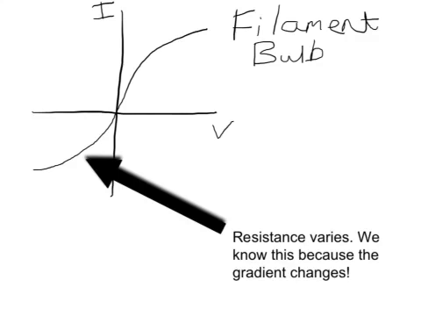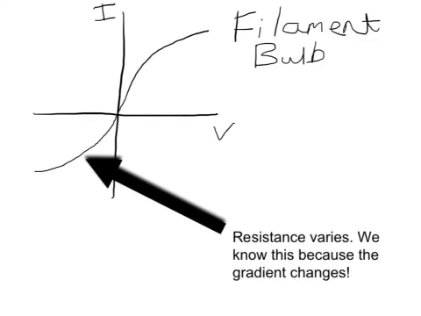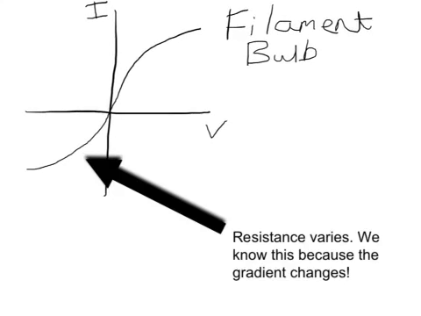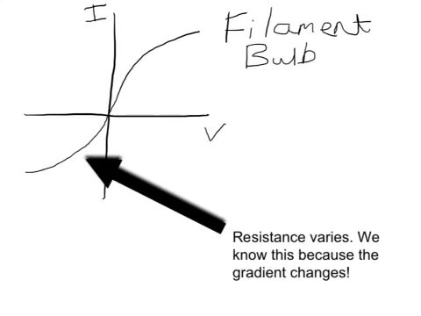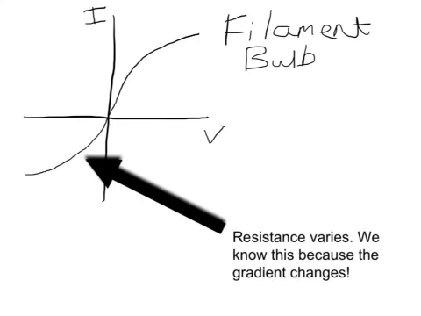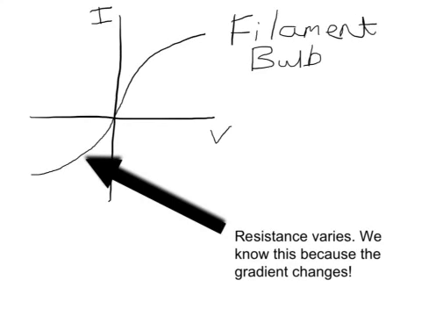Now, if we picked, say, 2 points on this graph and used Ohm's law, which is R equals V divided by I, so if we took this point here and say this point here, what we would find is that the resistance here, when the voltage is higher, is greater than the resistance down here when the voltage is lower.